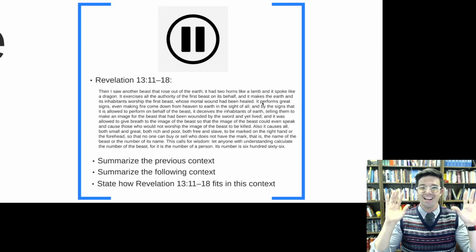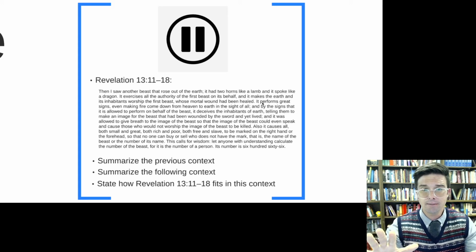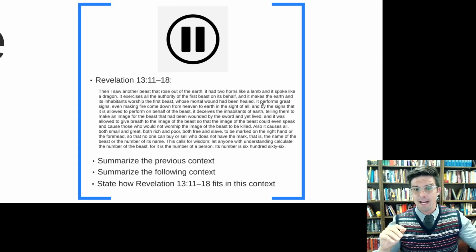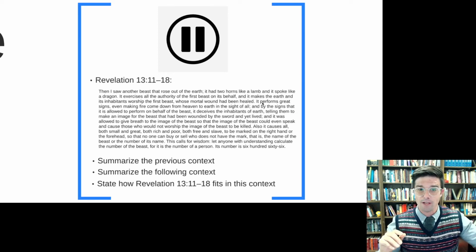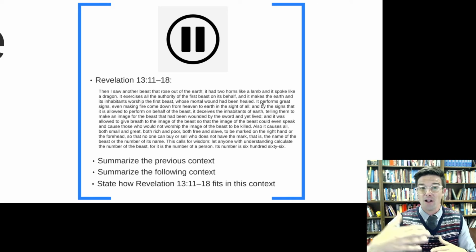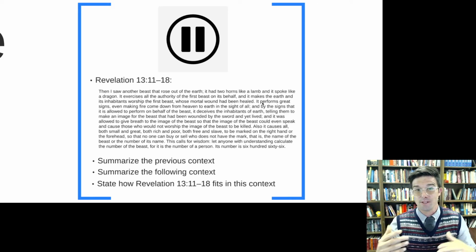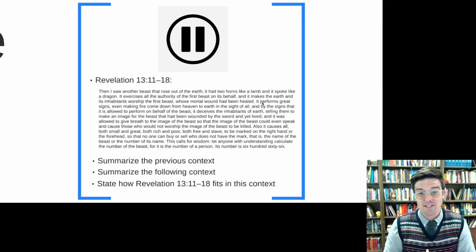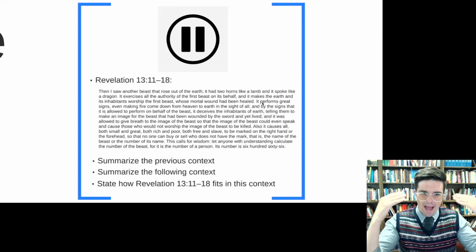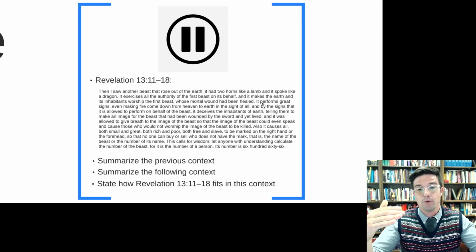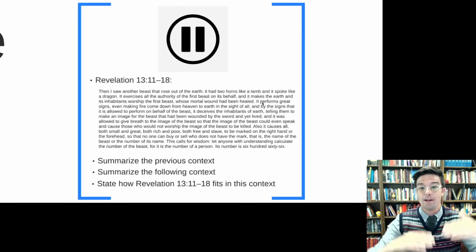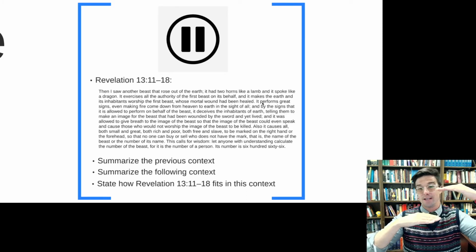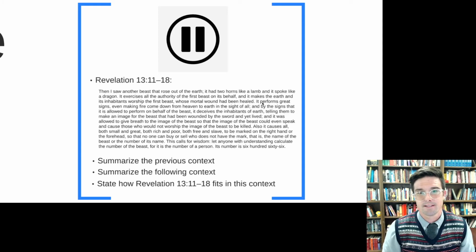So again, let's go ahead and pause right here and write down in a sentence or two the previous context before Revelation 13. And you can go as far back as you need to go. And then the following context into Revelation 14, going down as far as you need to go. And then think about how Revelation 13:11-18 fits within those two contexts, the previous and the following context.